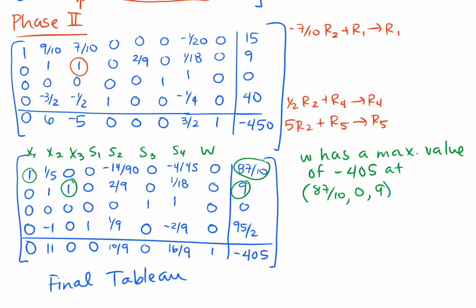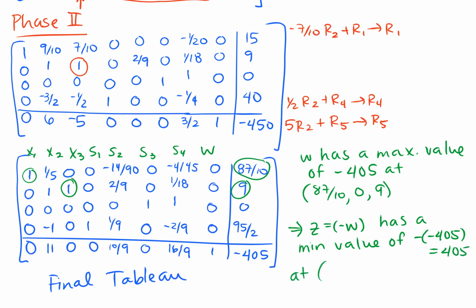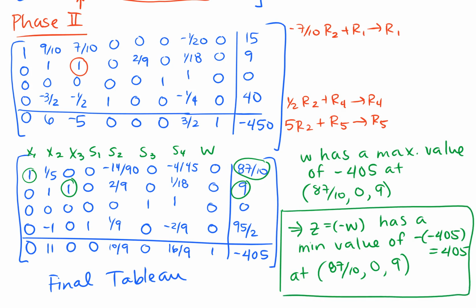Now if we just leave our answer at this point, we haven't technically answered the question that we were asked. The question was, what is the minimum value of z? So now we take our answer and convert it to a result in terms of z. So we know then that z, which is negative w, so z has a minimum value of negative 405, or simply 405, at the same point. So at 87 over 10, 0, and 9. So our final answer would be the statement about the minimum value of z.